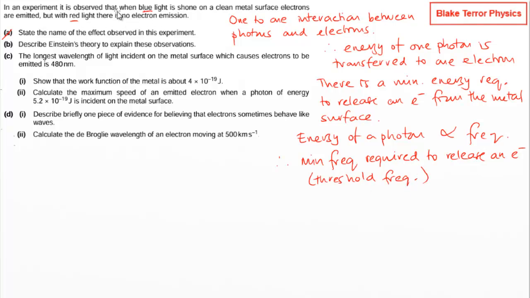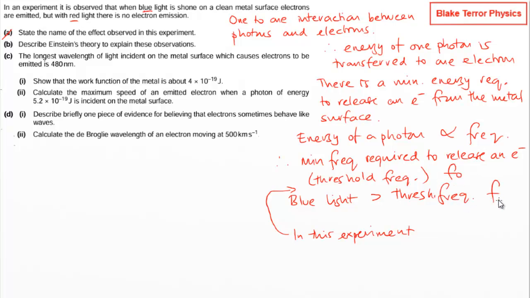Then we're at the point where we can connect this to the blue light, red light thing. So we can say blue light, well, in this experiment, we should probably put in, so let's just sneak that in up here. In this experiment, blue light is greater than the threshold frequency. I mean, we could have called this f0, might have made it a bit easier. And the red light is below the threshold frequency. So there we go. We've explained all of that.